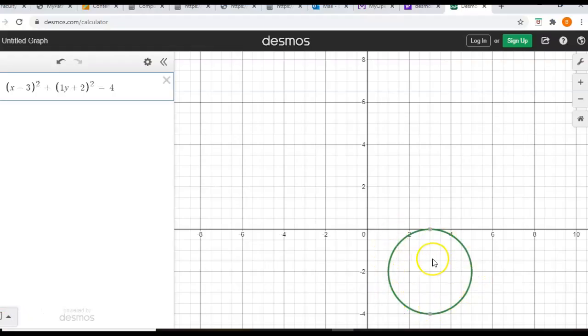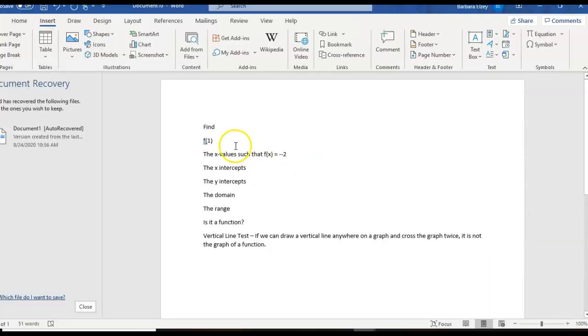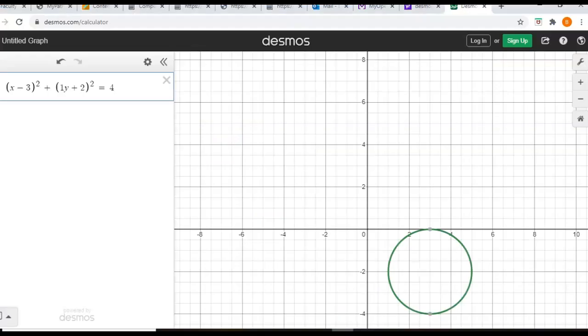So now let's look at this graph of the circle right here, and we're going to answer some questions about this circle. The first question we're going to answer is we're going to find f of 1. Now remember, 1 is the x value. When it's in the parentheses like that in functional notation, that's the x value. So we want to find a point on this graph where the x value is 1.